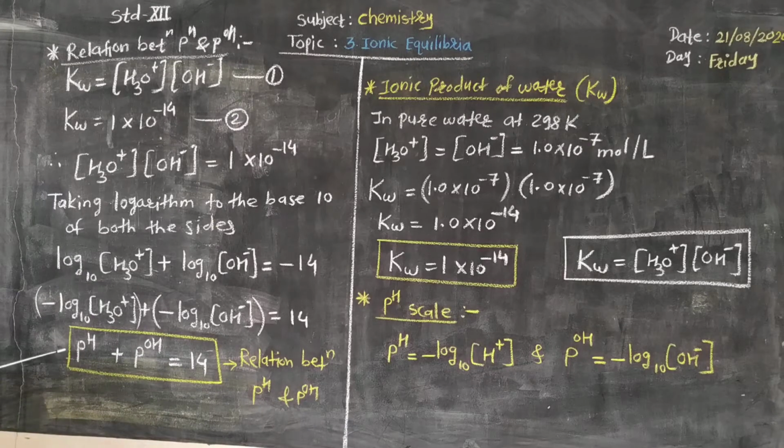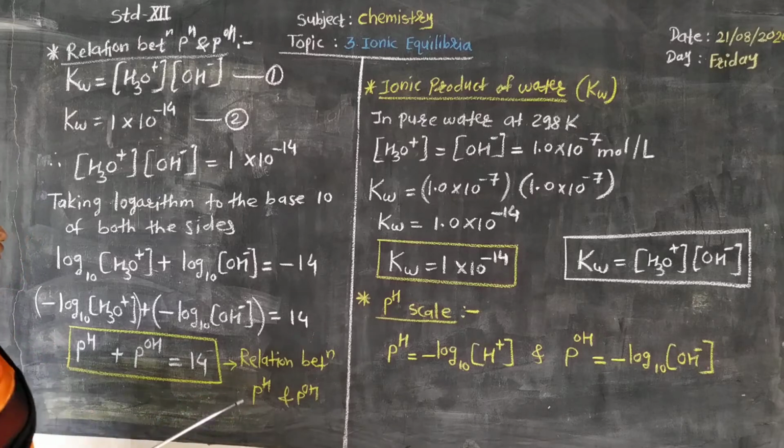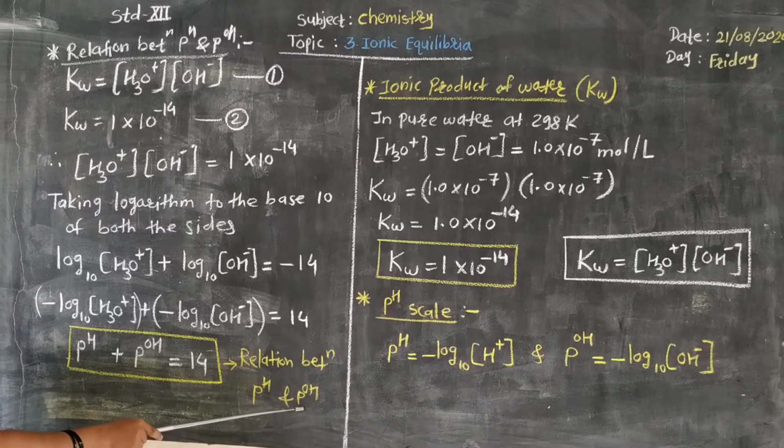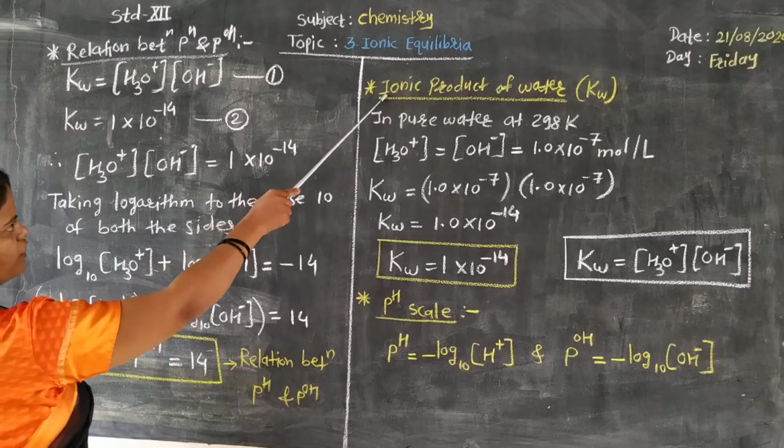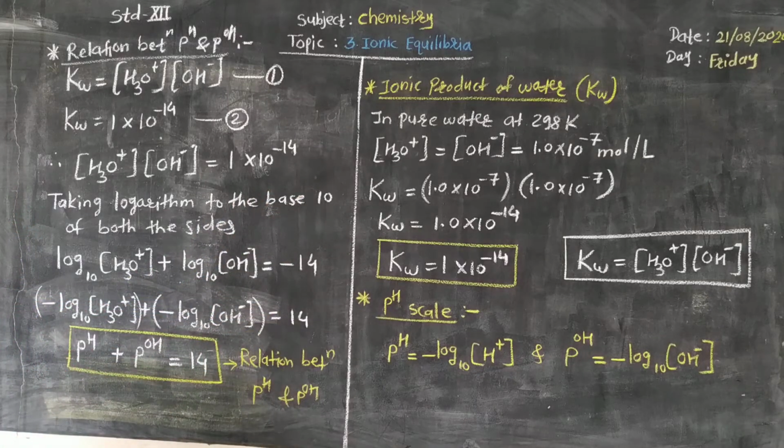This is a very important formula. We have to solve numericals based on this formula. A question may be asked in your board exam for 2 marks: define pH and derive the relation between pH and pOH. Or, what is the ionic product of water? Derive its formula. In this way, questions may be asked to you.